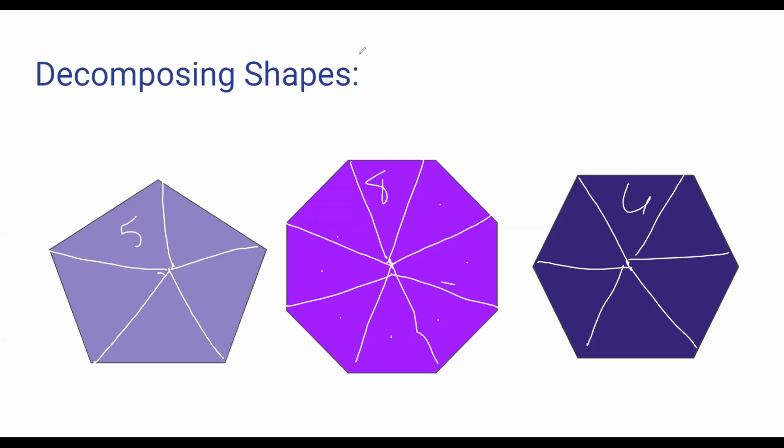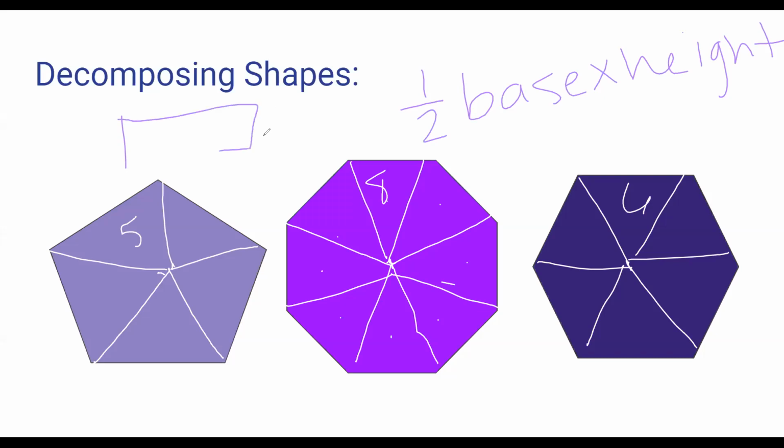Remember, the day before yesterday, we talked about how to find the area of a triangle. It was 1/2 times base times height. A parallelogram was just base times height. And then we talked about how if I break a parallelogram in half, it's 2 triangles. That's where I get the formula for triangles.